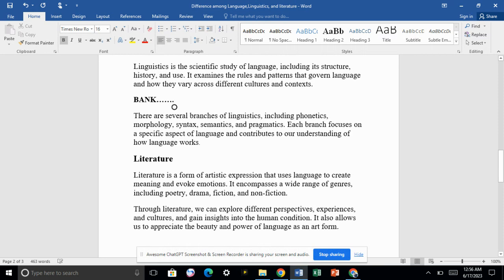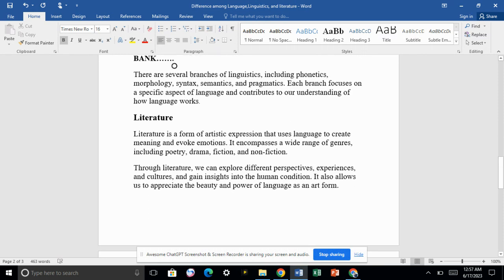Now come to literature. What is literature? Literature is a form of artistic expression that uses language to create meaning and evoke emotions. Most people get stuck on the definition of literature. It's very easy. Simply you can say anything in written form is called literature, or an artistic way of showing your emotions, and how you produce your rhetoric.